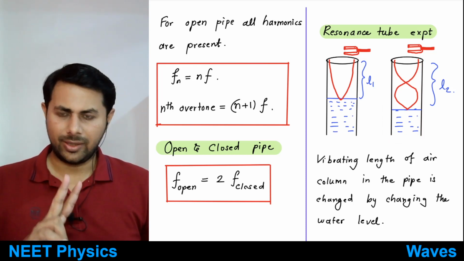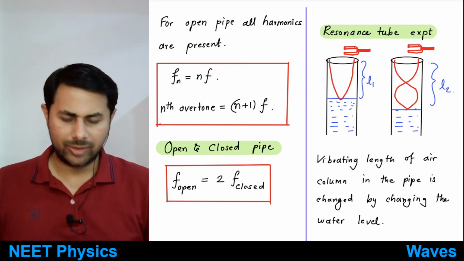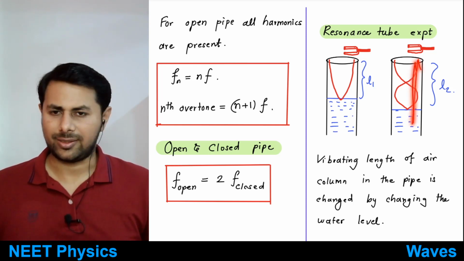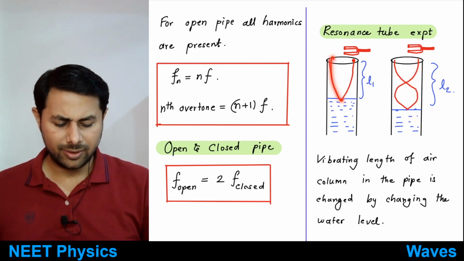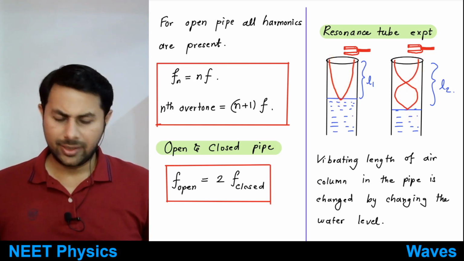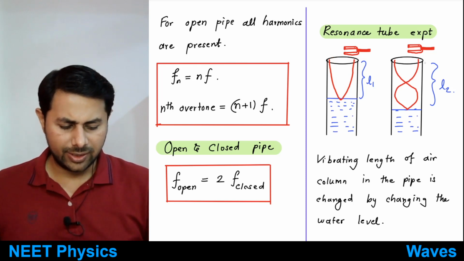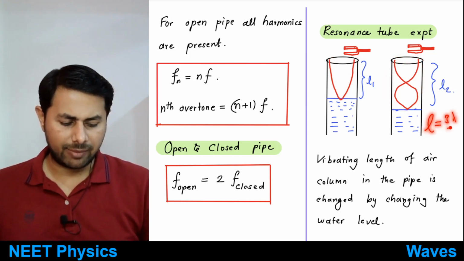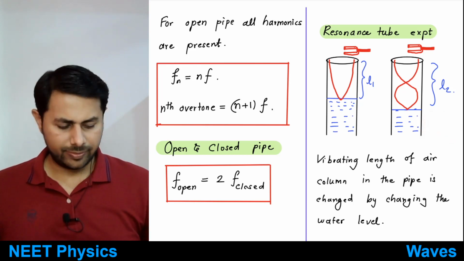So what we do is we find, for the same wavelength, what would be the second mode. That means we don't change the wavelength. What we change is the vibrating length. Right? So then for the same wavelength, this vibrating length would be equal to what? L would be equal to 3 times lambda by 4 for the second mode.